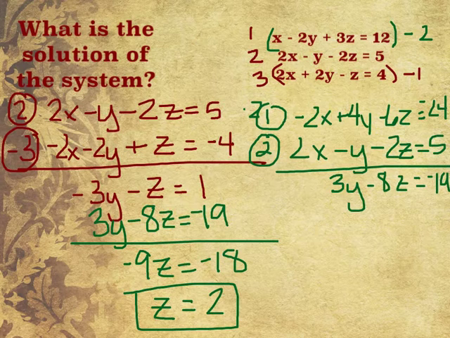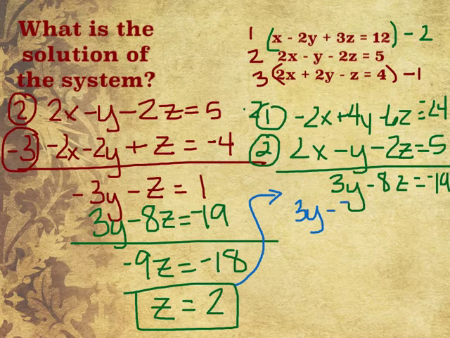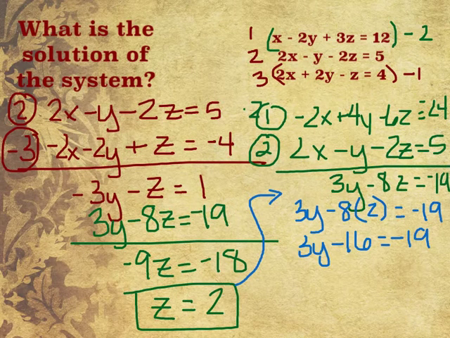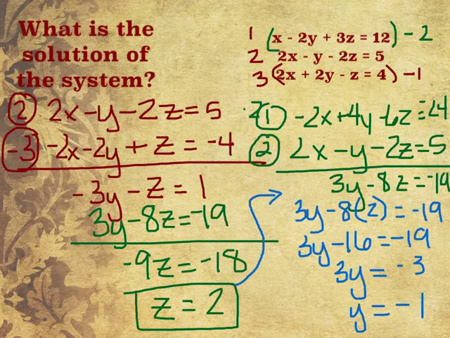Now that we know what z equals, we can take that and plug it into one of our other equations. We'll want to plug it into one of the ones that have two variables, so y and z, so we can solve for y. 3y minus 8 times 2 equals negative 19. 3y minus 16 equals negative 19. We'll add 16 to both sides. 3y equals negative 19 plus 16 is negative 3. So y equals negative 1.